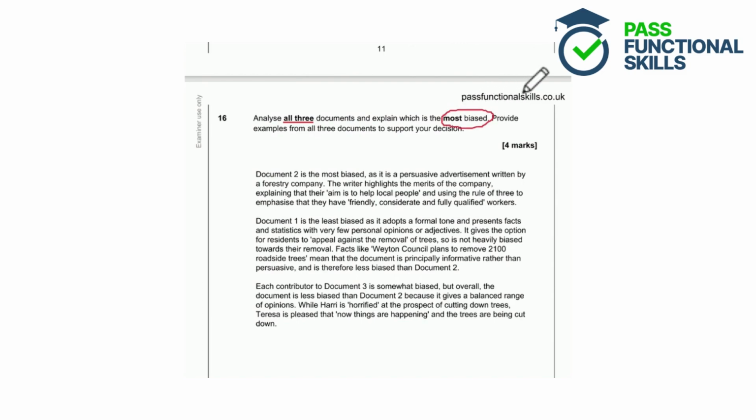So biased here just means it's coming down more heavily on one side of an argument or the other. So we need to say which is the most biased. And we need to make sure we provide examples from all 3 documents to support our decision. So we need to provide quotes or evidence from all 3 of the documents.